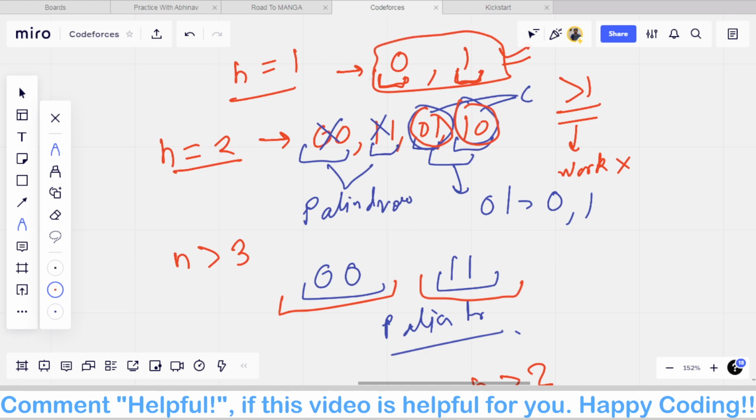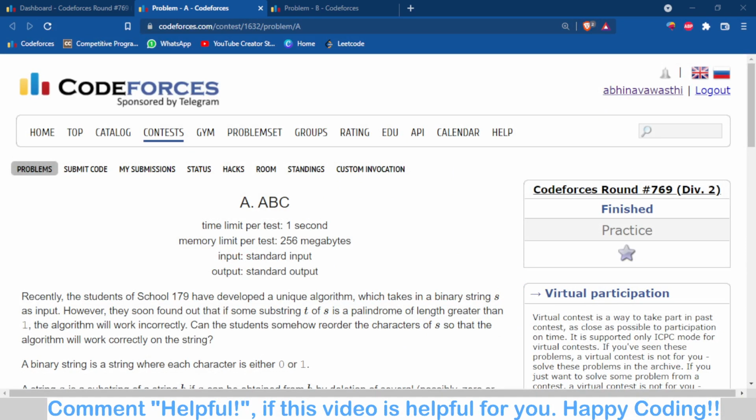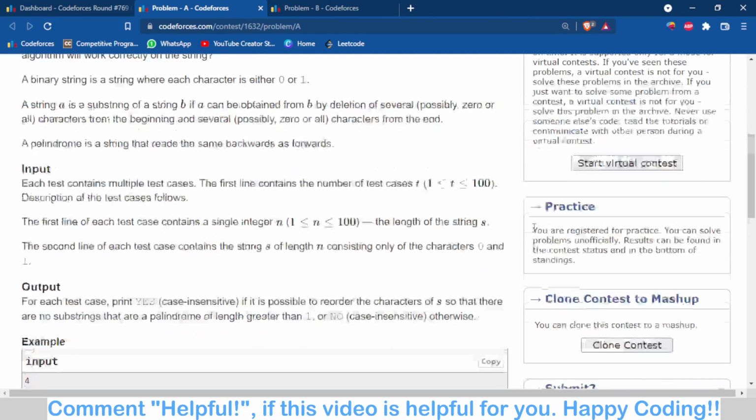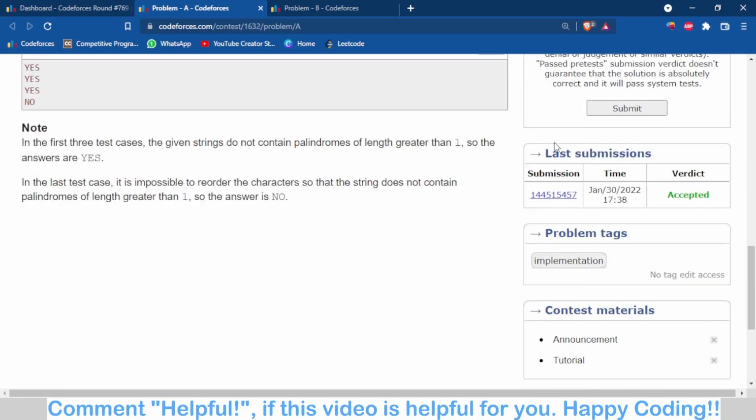So if we go towards the code part, let's check the code of this problem. Yeah, this is my code.